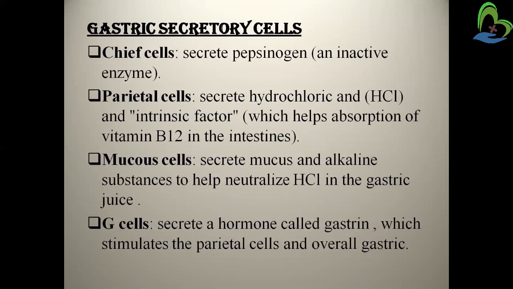There are some cells. The first one, chief cells, which secrete pepsinogen, an inactive enzyme. Then parietal cells secrete hydrochloric acid and intrinsic factor. The intrinsic factor helps in the absorption of vitamin B12 in the intestine. Mucus cells secrete mucus and an alkaline substance to help neutralize HCl in the gastric juice. G cells secrete gastrin, which stimulates the parietal cells and overall gastric secretion.